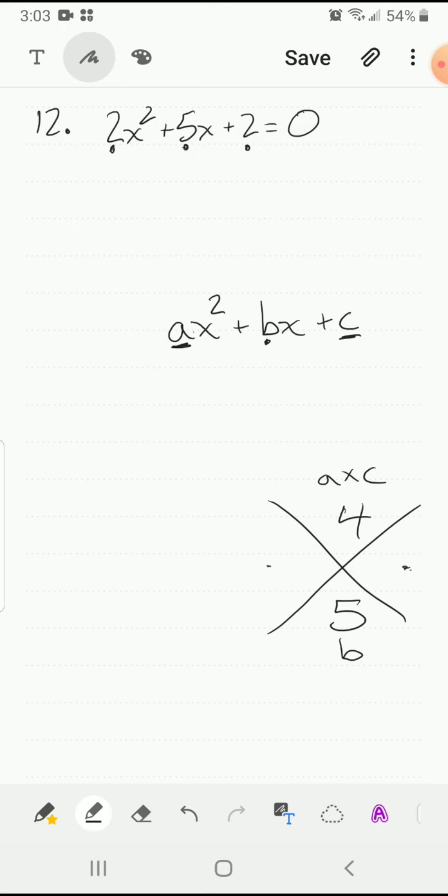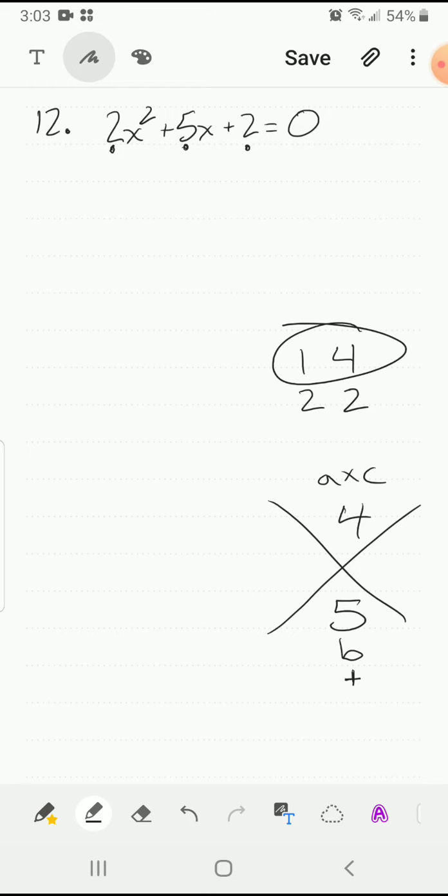Okay, so what this tells me is I need to find two numbers that multiply to 4 and sum to 5. So if we look at the factors of 4, you just have 1 and 4, 2 and 2. It's pretty clear to see we're going to have to use 1 and 4. Now they have to multiply to positive 4, so they're both going to have to be either negative or positive. They have to sum to positive 5, so we're going to need positive 1 and positive 4. Okay? So I'm going to put the 4 over here and the 1 over here.